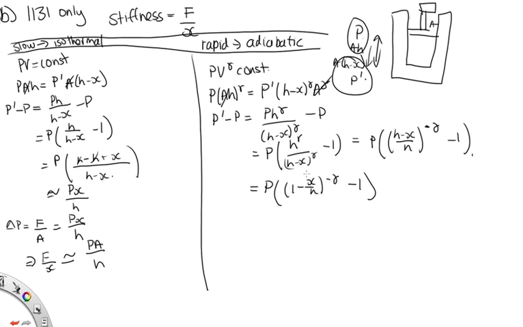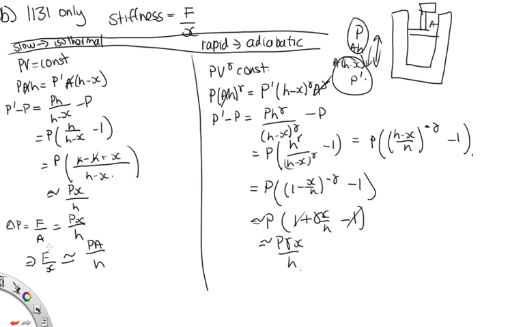So we can do a binomial expansion of this. This is approximately equal to 1 minus, now the next term is minus X over H times minus gamma, so we can make that a plus. And then we've got this minus 1 term here. We won't include any more terms because X on H is small, and so when they're higher order, we can ignore them. Those will cancel, and this is P gamma X on H.